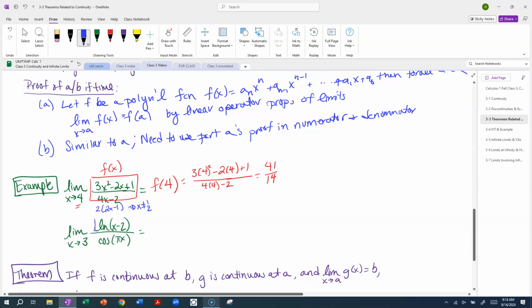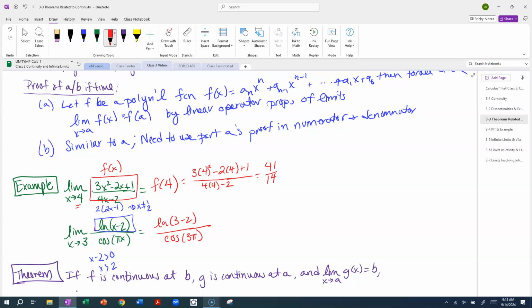So I'm just going to look at natural log. For a log, I need the input to be greater than 0, and so this just means that x has to be greater than 2. 3 is greater than 2, so I should be able to substitute in directly and say that this is natural log of 3 minus 2 over cosine of 3 pi. The other thing I needed to do is see where cosine is 0, and cosine of 3 pi gives me -1.